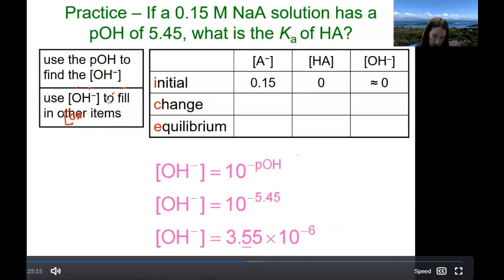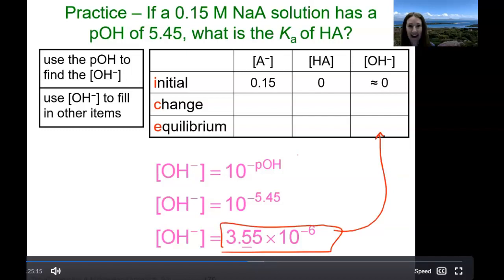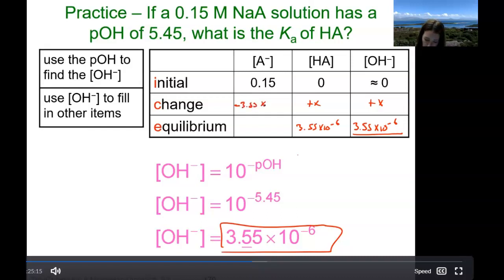So if we take 10 to the negative pOH, here's our OH concentration. That's our X. They gave us X. Remember, X is our OH concentration. They're telling us the change. So this is 3.55 times 10 to the negative 6. This goes down by minus X, but they're giving us our X. So the change here is going to be minus 3.55 times 10 to the negative 6.